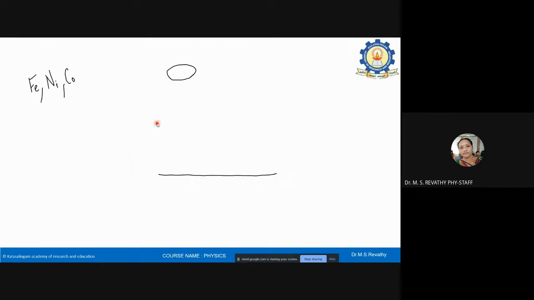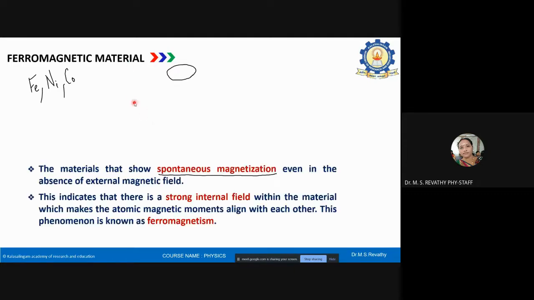Moving to the third type, ferromagnetic material. In the periodic table, the most important materials are Fe, Ni, and Co. Hope you remember the real names for Fe, Ni, and Co: iron, nickel, and cobalt. Like the previous two, we have to check what happens in the absence of magnetic field, in the presence of magnetic field, whether the lines of force are attracted or more attracted. What about the susceptibility value, permeability value, whether it is dependent on temperature or independent of temperature. All those properties we are going to see.